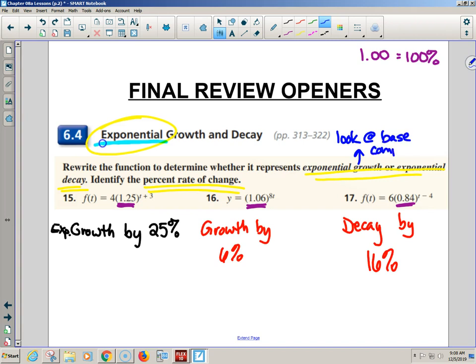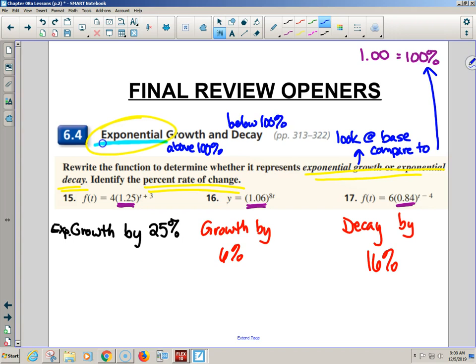and compare to 100% or 1. And ask yourself above or below, right? Growth is going to be above 1 or above 100%. And decay is going to be below 100%.